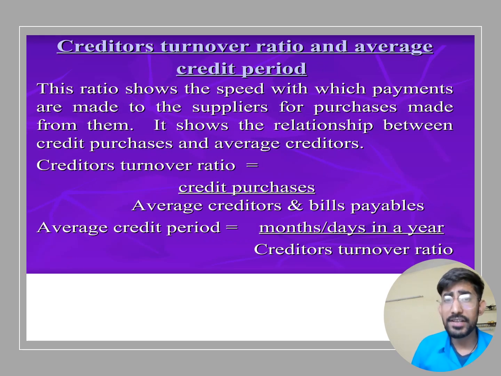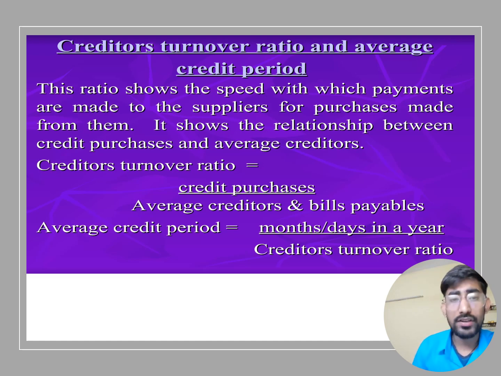The next one is the creditor turnover ratio and average credit period. This ratio shows the speed with which payments are made to suppliers for purchases made from them. It shows the relationship between credit purchases and average creditors. The previous one was the debtor turnover ratio and average collection period, while this one is just the opposite. In the previous case we dealt with credit sales, while in the creditor turnover ratio we deal with credit purchases.